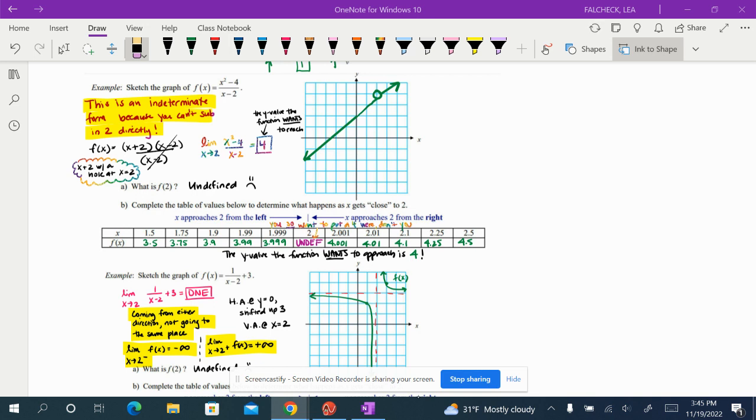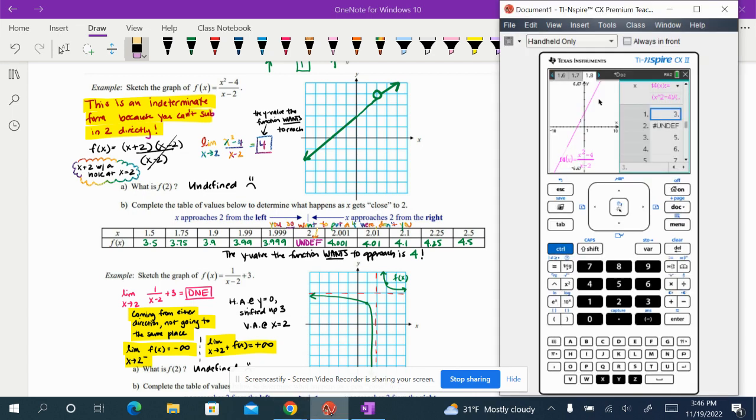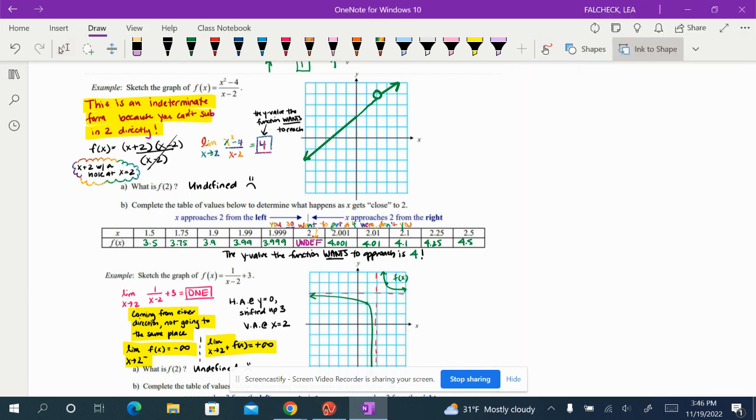So if I went ahead and factored the numerator, I would get x plus 2 times x minus 2 over x minus 2. The two factors of x minus 2 would cancel, and we would get x plus 2, which is just the graph of a line. However, it's undefined when x is 2, because a value of 2 will make the denominator 0. We obviously know that we can't divide by 0, so that's why our graph looks like this.